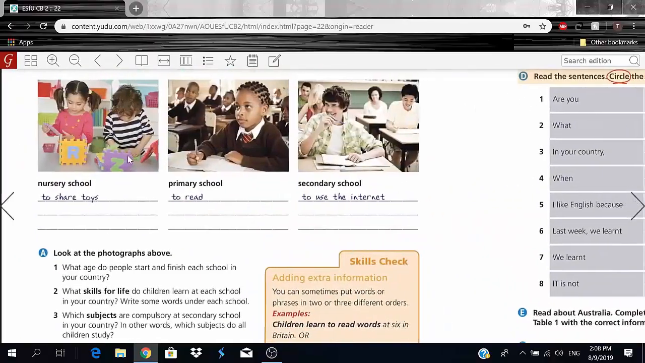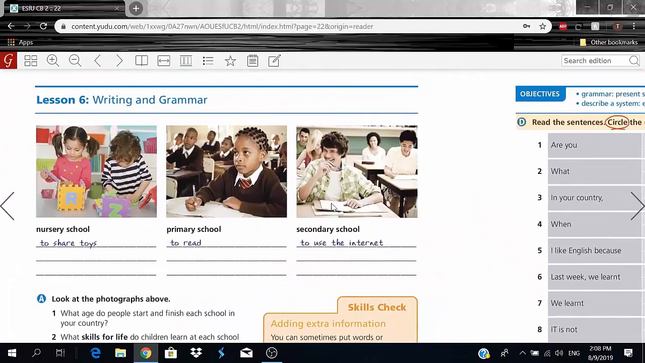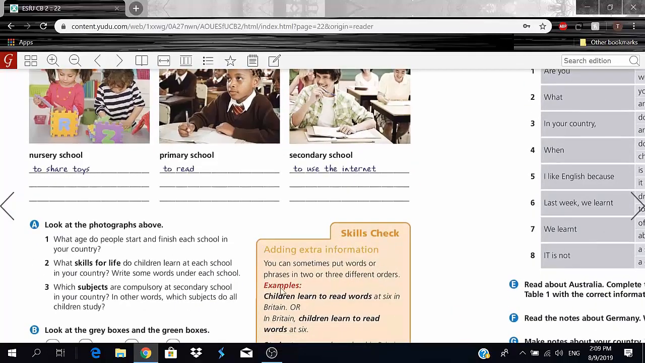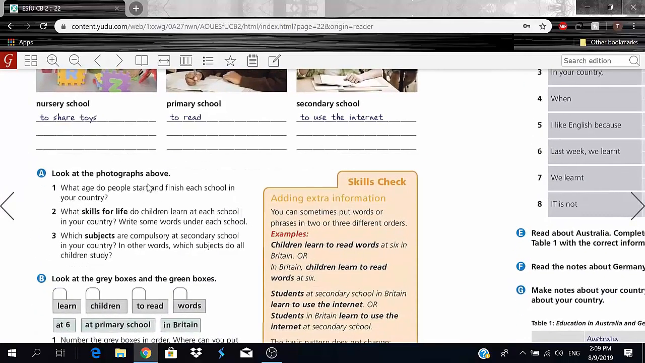Okay, you guys, so here we have 3 pictures, obviously different ages or different schools for different age groups of people. So we have nursery school, basically for very young kids, primary school, so when you get a little bit older, and finally we have secondary school. Okay? So after looking at the photographs above, let's answer some questions here.